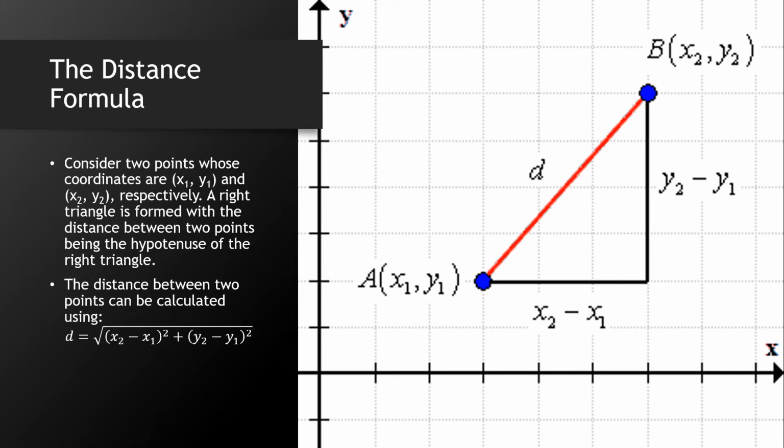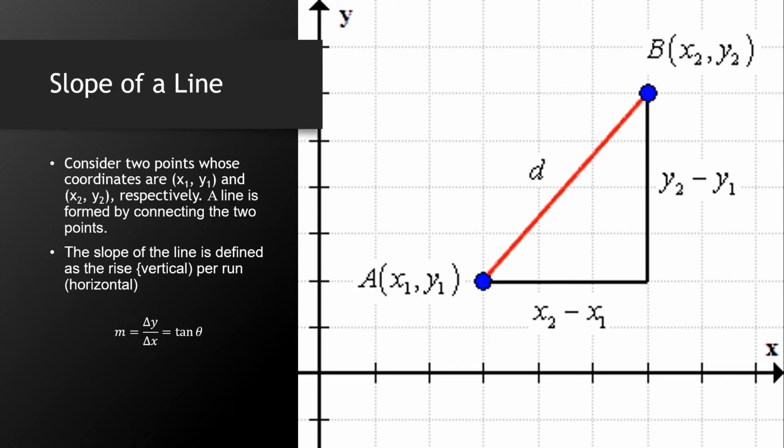Consider two points whose coordinates are x1, y1 and x2, y2 respectively. A right triangle is formed with the distance between the 2 points being the hypotenuse. So the distance between 2 points can be calculated using the Pythagorean theorem, that is, the square root of (x2 minus x1) squared plus (y2 minus y1) squared. In this figure, this is point A and this is point B. The distance of B from point A is given by the difference between their abscissas, which is one side of the right triangle that they form, squared, plus the difference between their ordinates squared.